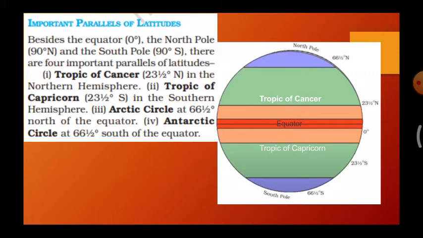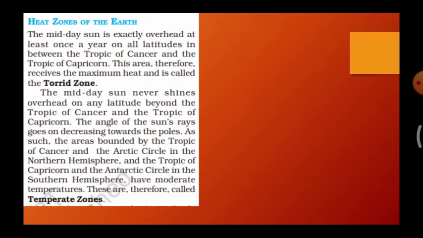And the third one is the Arctic Circle at 66 and a half degree north of the equator, and the Antarctic Circle at 66 and a half degree south of the equator. So these are all the four important parallels of latitudes. What are they, children? Tropic of Cancer, Tropic of Capricorn, Arctic Circle, Antarctic Circle. So keep this in mind, children. It is a very important question.